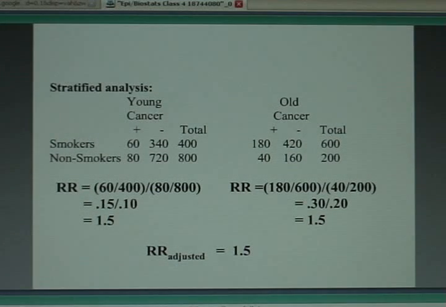So I could say the right answer would be smoking increases your risk by a factor of 1.5. That's the number I see when I look at the young people separately or the old people separately. I could call that number the adjusted risk ratio.